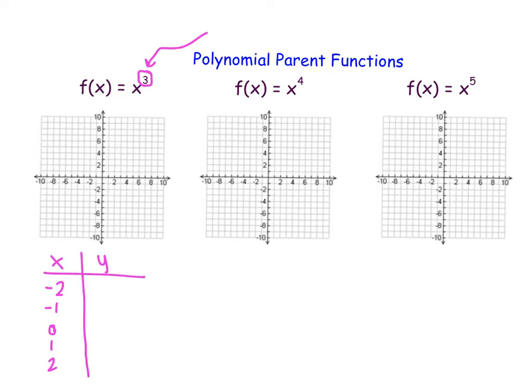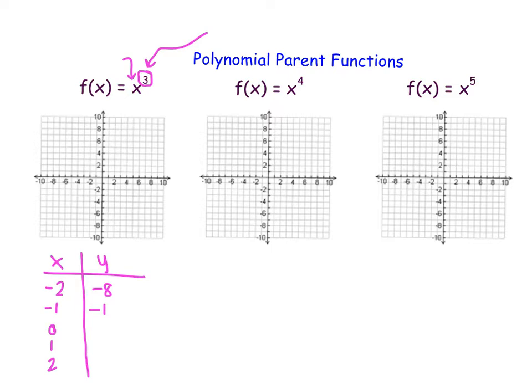from -2 to 2 so that I can kind of get an idea of how this is going to work. So if I take -2 and I cube it, so that's -2 times -2, which is 4, times -2 again, I get -8. If I then take -1 and put it in here for x, I get -1 times -1 times -1. So -1 cubed is -1.